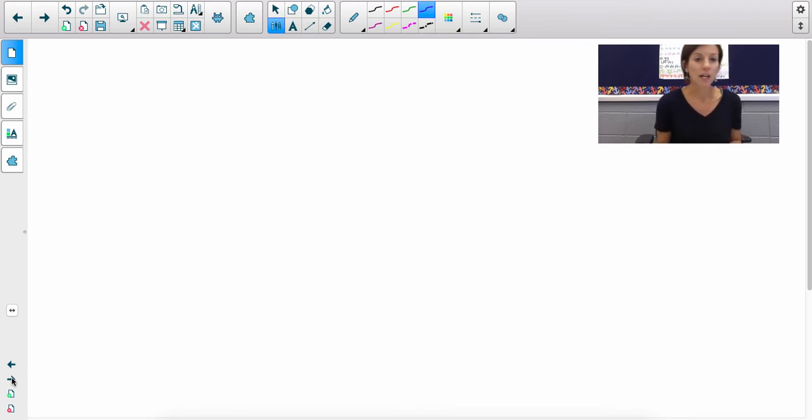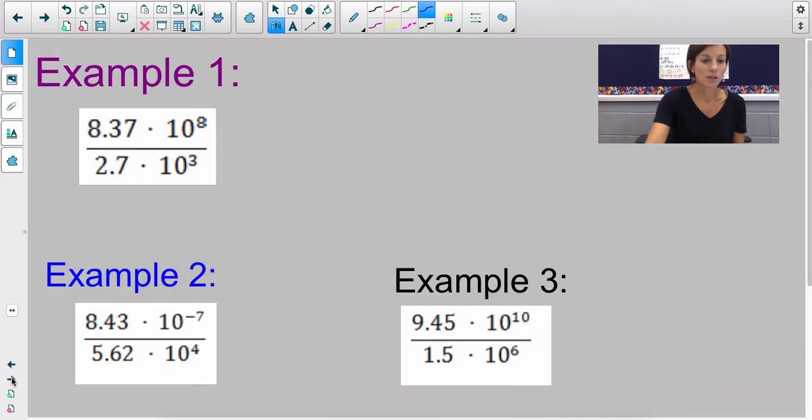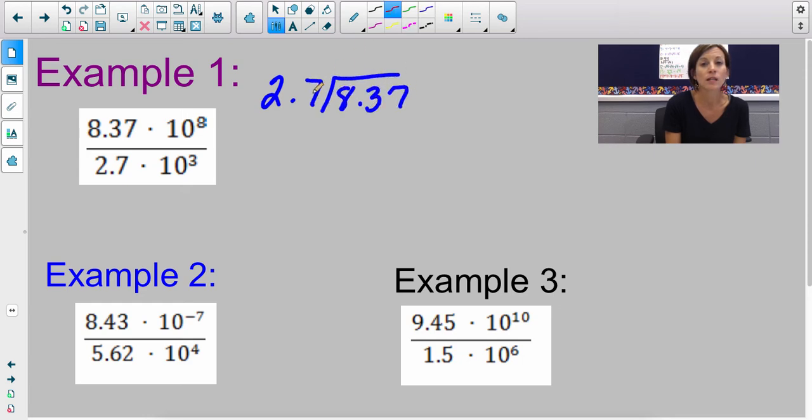On to division with scientific notation. 8.37 times 10 to the 8th divided by 2.7 times 10 to the 3rd. So we need to remember that with division of decimals, we cannot divide with decimals in the divisor. And with our exponents, we're going to subtract with division instead of add like we did with multiplication. So I have to tackle first 2.7 into 8.37. Got to move those decimals out of the way. So say our 5th grade teachers.